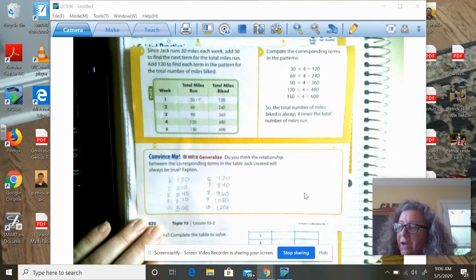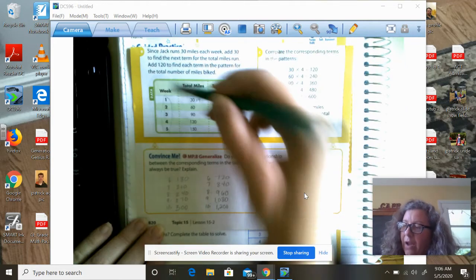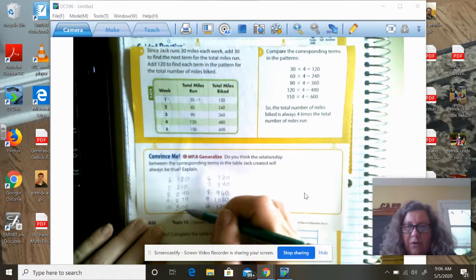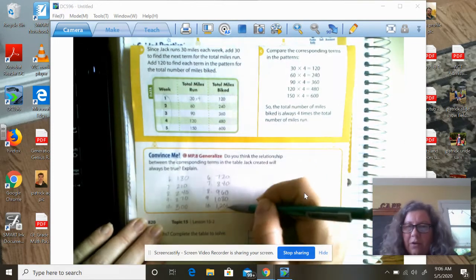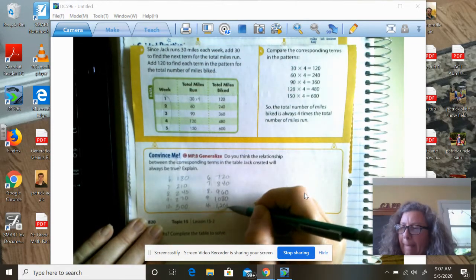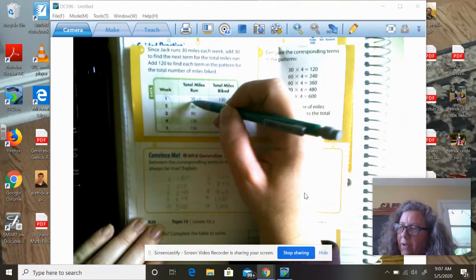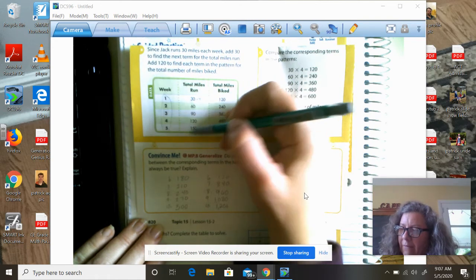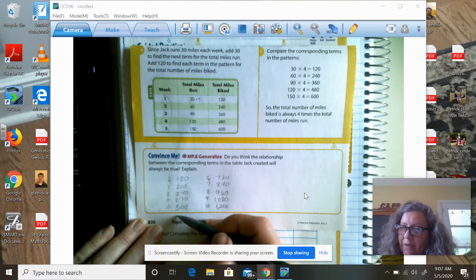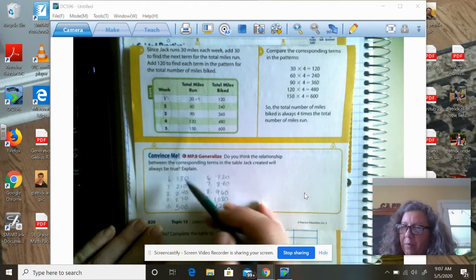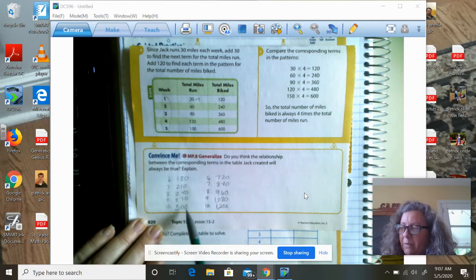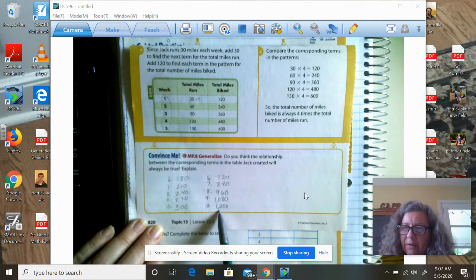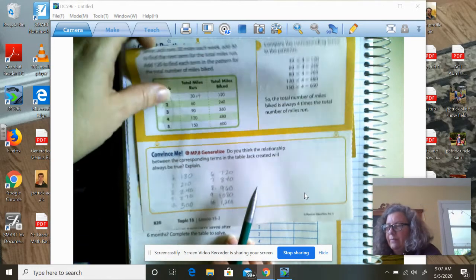So what I could have done is they have 5 weeks here. I could have just said, well, 10 weeks is going to be double. So I'm going to double 150 to 300, and I'm going to double 600 to 1200. Okay. I also could have said, well, if he runs 30 miles each week and I have to add 5 more miles, then 5 times 3 would be 150, and 150 plus 150 is 300. You could have done the same with the total miles biked. So there are different ways of doing this.